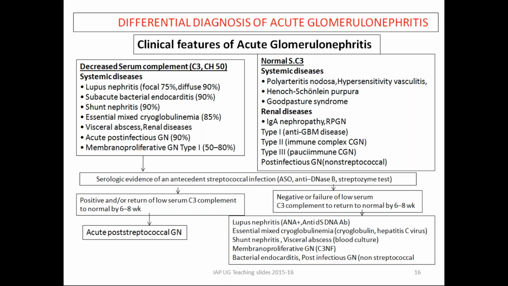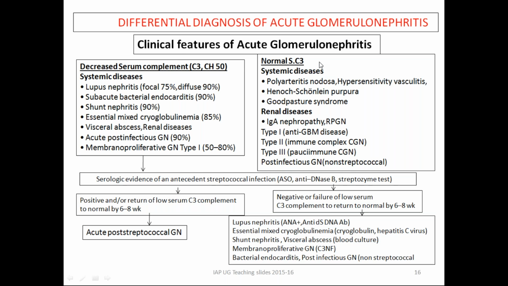If it is negative, all your ASO and anti-DNase are negative, the streptozyme test is negative, and C3 complement levels fail to normalize by 6 to 8 weeks, then you suspect other diseases like lupus nephritis, essential mixed cryoglobulinemia, shunt nephritis, visceral abscess, membranoproliferative GN, bacterial endocarditis, and post-infectious, which is non-streptococcal. If it is streptococcal, your ASO should be positive, or the streptozyme test and anti-DNase should be positive. So that is about when you see decreased serum complement levels.